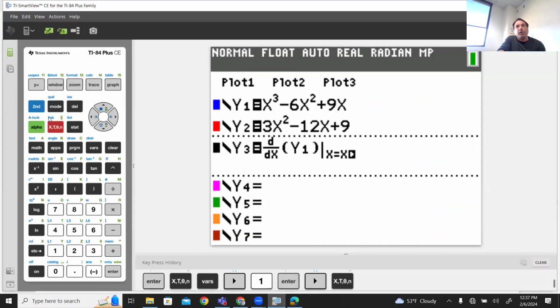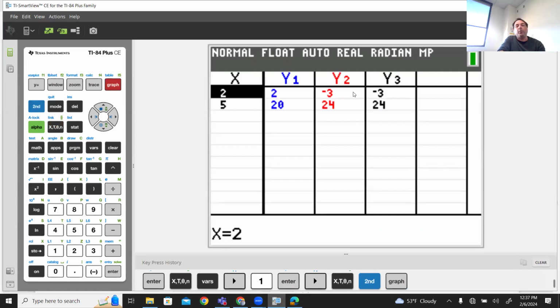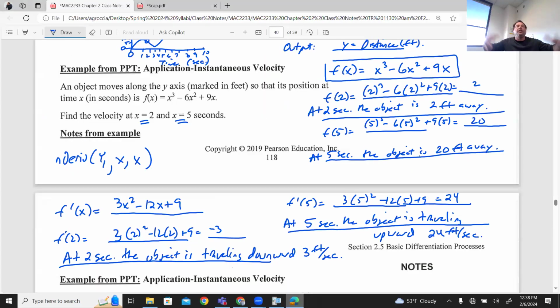When you go to the table, which ones should match? y2 and y3. So when I go to the table, y2 and y3 should match. On a test, on a quiz, on a homework. If they don't match, something's wrong. Either you typed it in wrong, or maybe you did the derivative wrong. But this is a nice way to check your work. Are we okay?